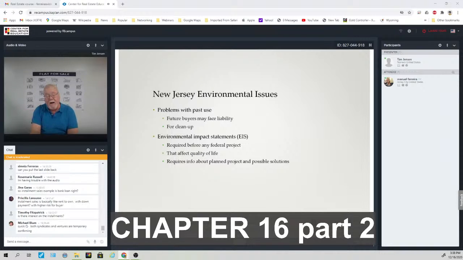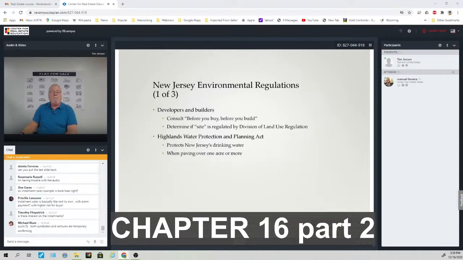But they may identify an endangered species of spotted horny toads or something. And if so, then you may not be able to develop, or you may have to relocate those special protected animals to a specific area at great cost. But this is all required when federal dollars are used in any subdivision or development of property. All right, moving on. New Jersey environmental regulations, number one, developers and builders. Consult before you buy and before you build.